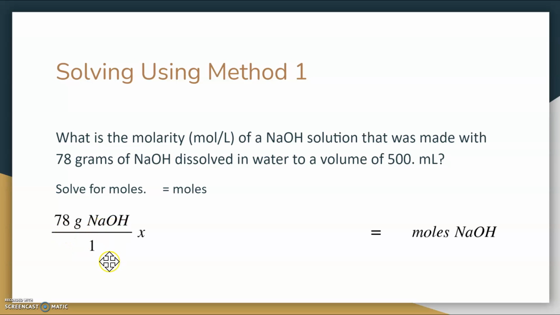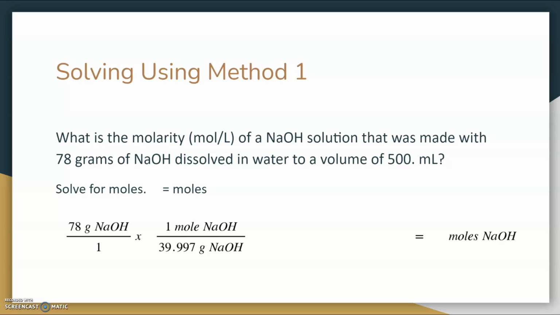So 78 grams of sodium hydroxide over 1 equals how many moles of sodium hydroxide? So then I have to figure out what conversion factor am I going to use? Well, we've had a lot of problems like this. I got to get rid of grams. Where do I get rid of grams? Pause the video and see if you know where to get rid of grams. Hopefully you said the periodic table.